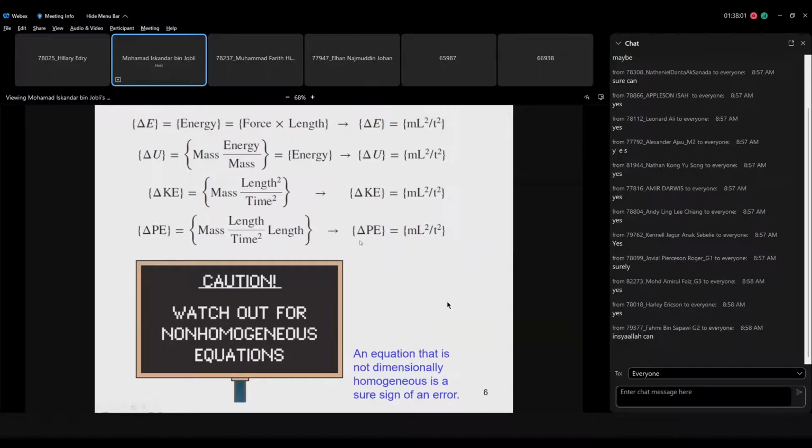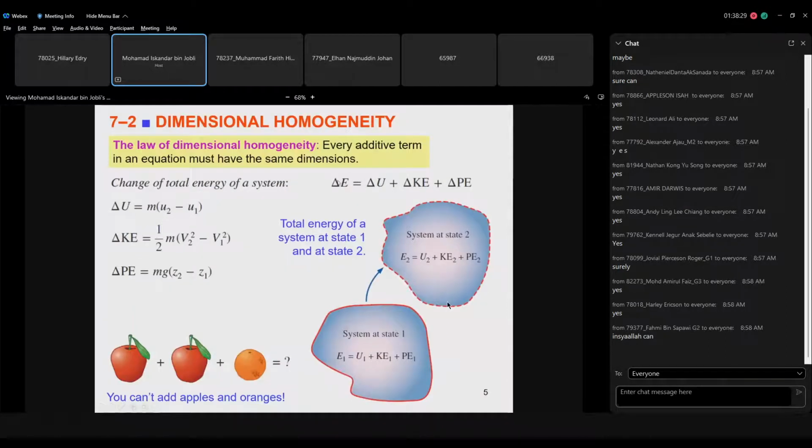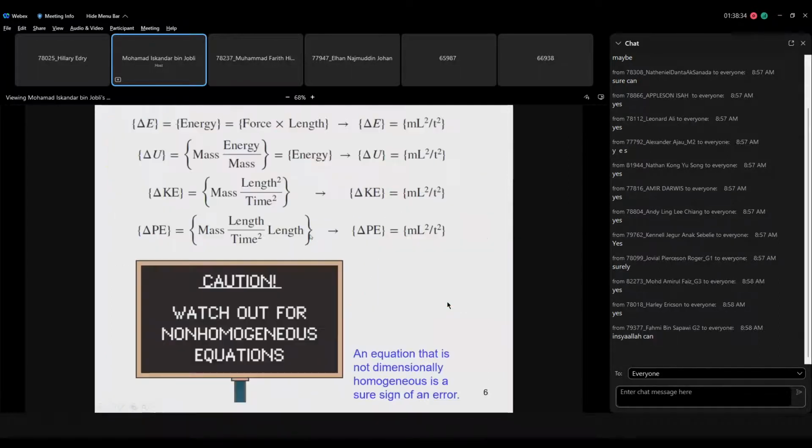I promise you, a question like this will definitely come out in the test. There's nothing more I can promise than that. It's one of the most fundamental things in this modeling chapter. What you need to do is prove that each of these terms of the equation must be of the same dimension.